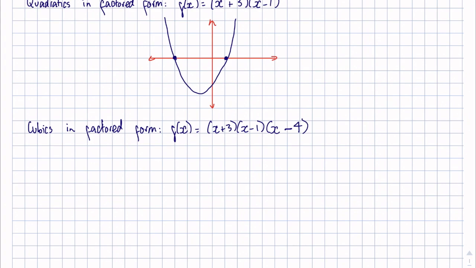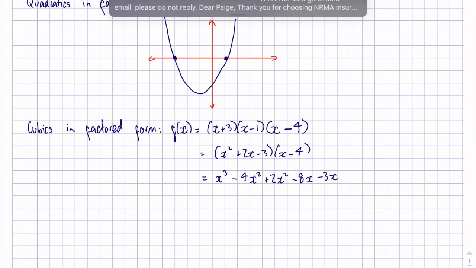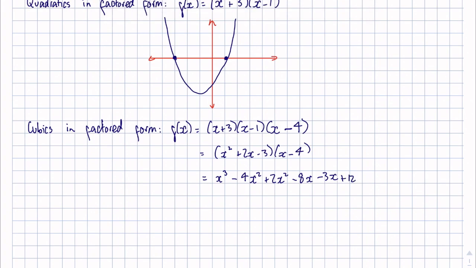So that would give me (x squared + 2x - 3) times (x - 4). Expand that out: x cubed - 4x squared + 2x squared - 8x - 3x + 12, which gives me x cubed - 2x squared - 11x + 12. That's actually really irrelevant. You're never given them like that. What you'll always get is them in this factored form.